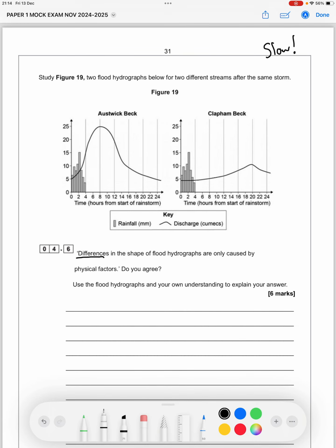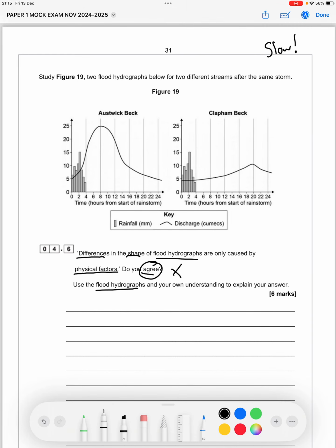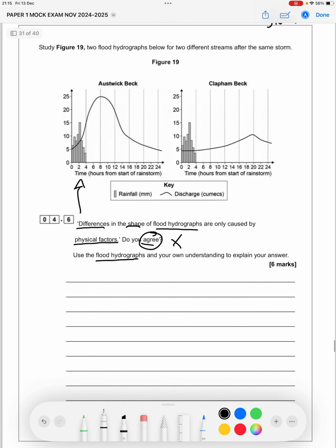But if we have a look here, you've got a statement. Differences in the shape of the hydrographs are caused only by the physical factors. Do you agree? Use them to explain your answer. First thing you've got to do is decide: do you agree or disagree? So you've got to figure that out. For me, as a geographer, I would say, no, I do not agree. What you've then got to do is think about how you link in the figures. So I'm saying, no, I don't agree with this.